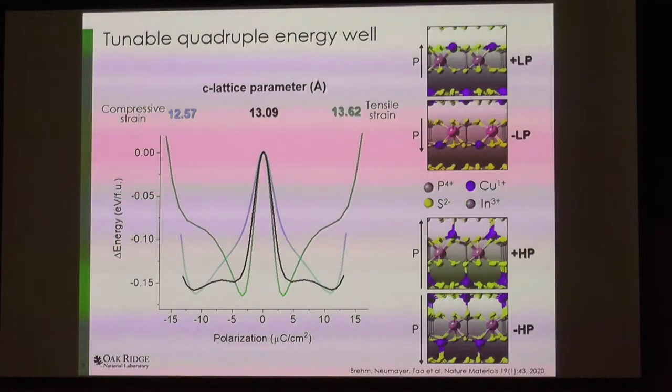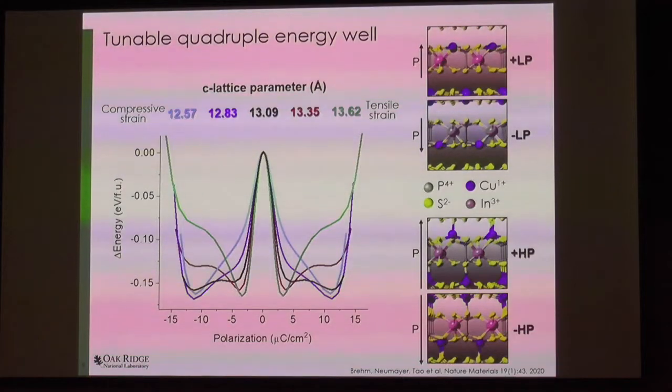This is because by compressing the crystal, we mainly compress the van der Waals gap, making it easier to form bonds across the layer as it's done for the high polarization phase. So we also have some values in between, and altogether the quadruple well is very tunable, dependent on strain.